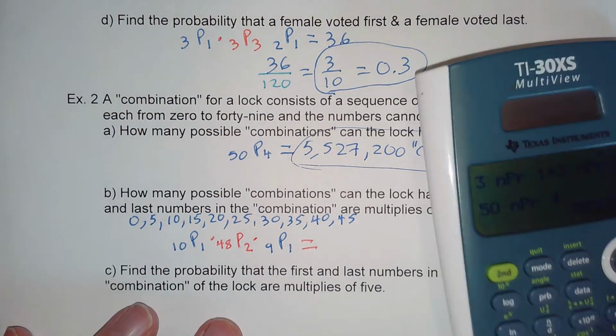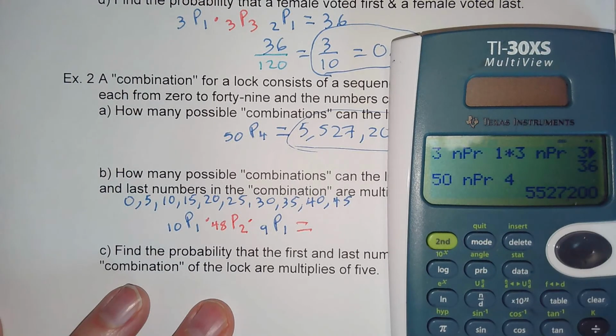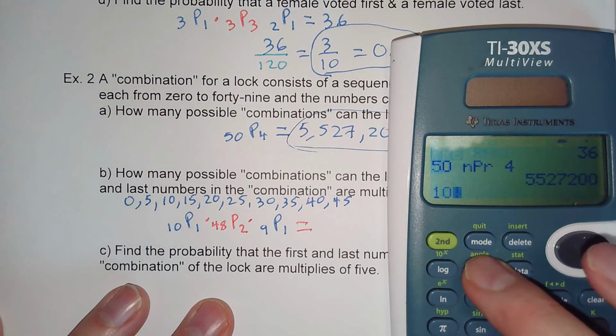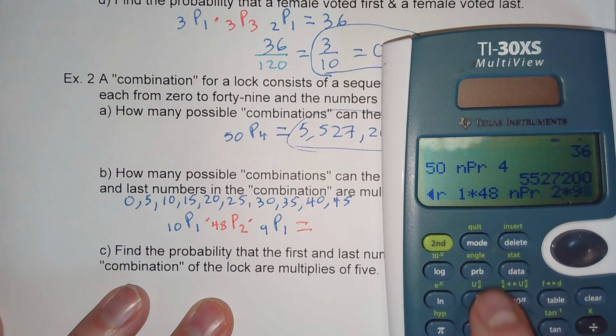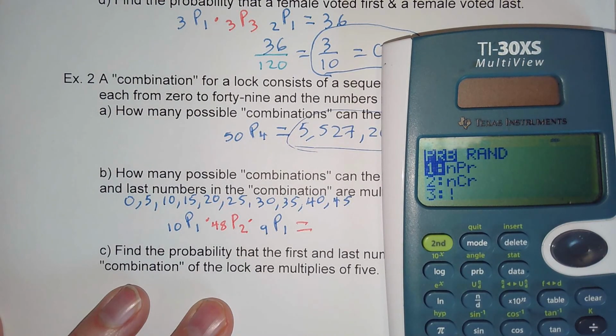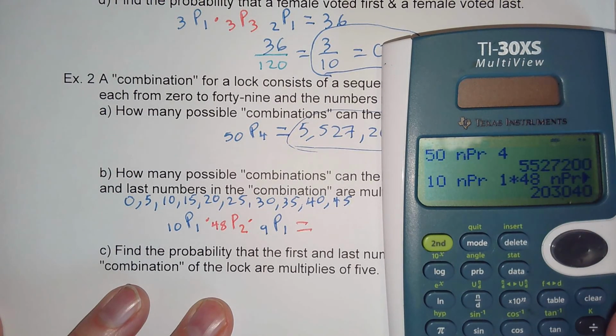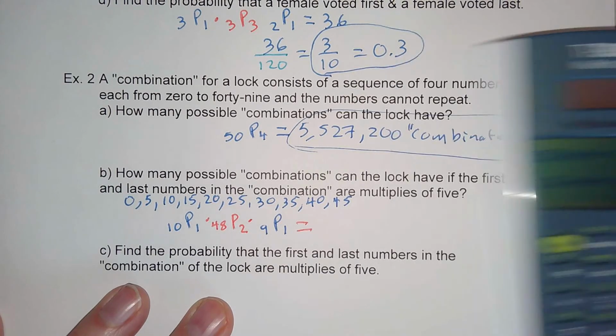Alright, so let's go ahead and put this in our calculator. So we're doing 10 nPr 1 times 48 nPr 2 times 9 nPr 1. Hit enter. So that gives us 203,040.